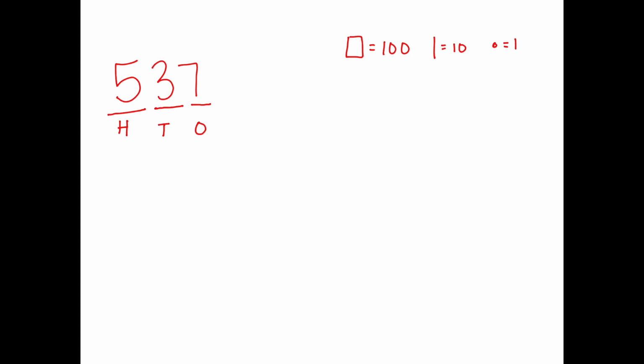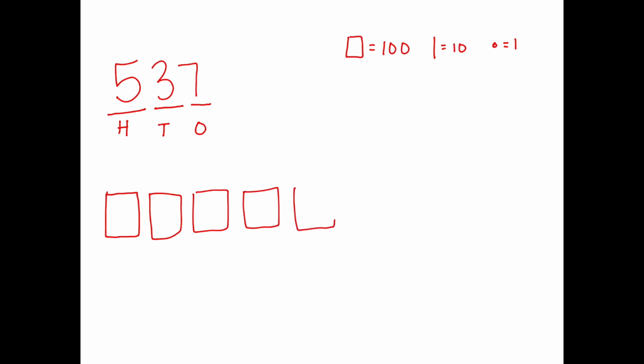So if I have 5 hundreds, how many hundreds boxes am I going to need? Well, I'm going to need 5 because I would see 100, 200, 300, 400, 500. Okay, now I see 3 tens. So how many 10 sticks do I need? I need 3. So I have 500, 510, 520, 530. And finally, I see 7 ones. So I'm going to add those 7 ones.